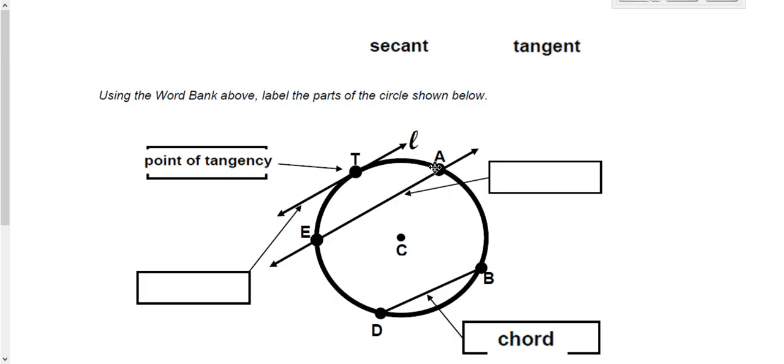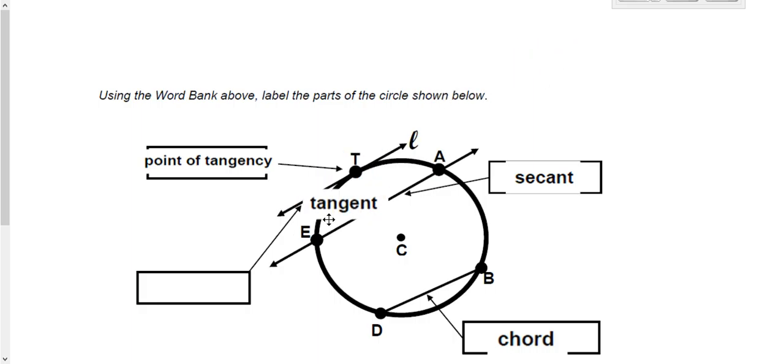A secant line is the line that touches the circle at 2 points. So there's the line, not a segment. So our secant is this line EA. And then, of course, our tangent line was right here where it touched the circle at 1 point. No big deal there, just reminding you of these terms.